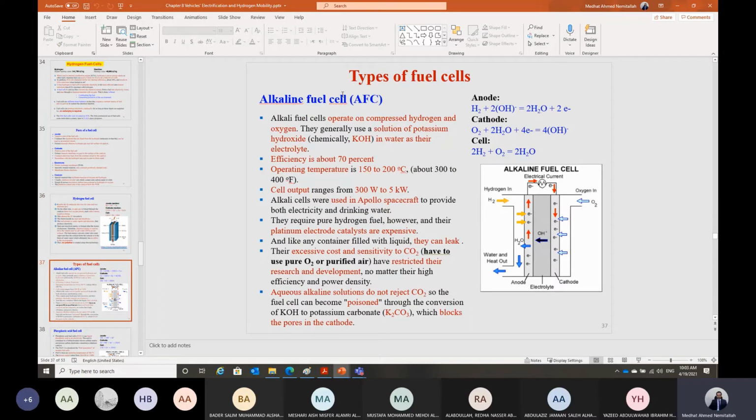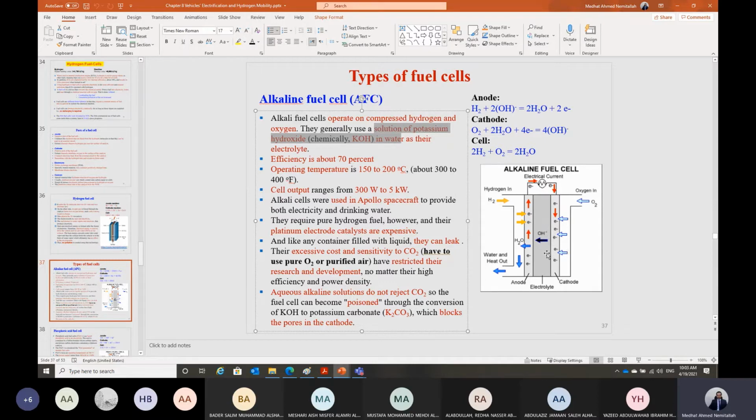We have different kinds of fuel cells. I will just go roughly over all of these kinds. For most of them, the main difference is the electrolyte. We have the alkaline fuel cell. In this fuel cell, the electrolyte is a liquid electrolyte, not a membrane like the proton exchange membrane. This is a liquid electrolyte, which is a solution of potassium hydroxide dissolved in water.